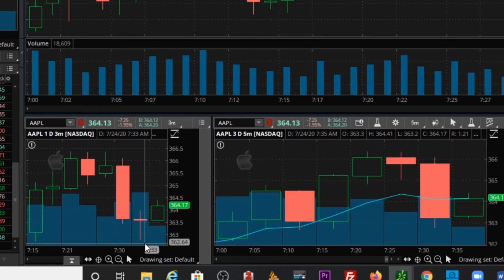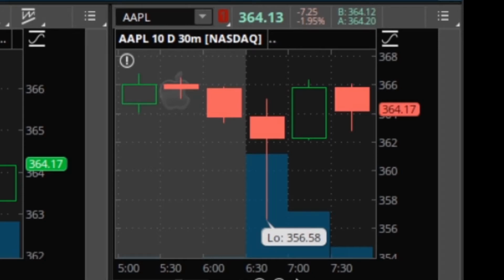but I keep an eye on the longer time frames because what that allows me to do is not to get out too early, and it also allows me not to stay in too late.